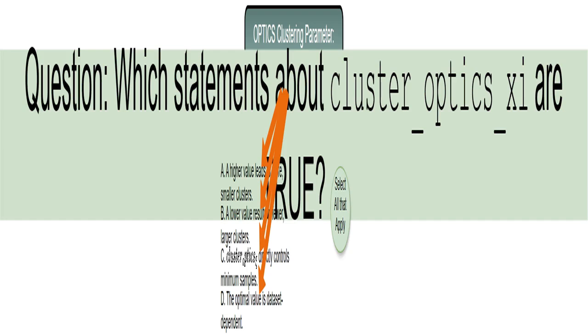This is the core question of our quiz. We need to determine which statements about the cluster_optics_xi parameter in optics clustering are correct. This parameter is super important because it sets a threshold on how far apart points can be to be grouped together. Let's analyze each statement carefully.